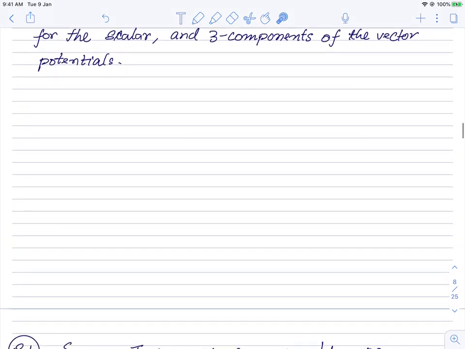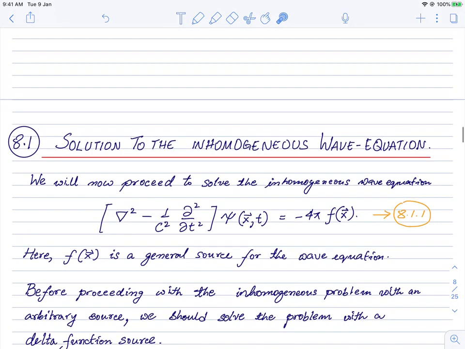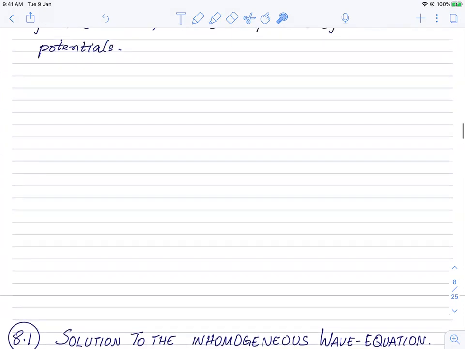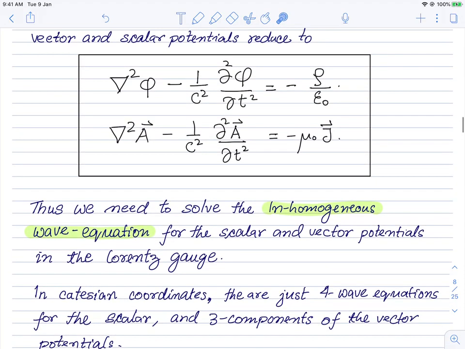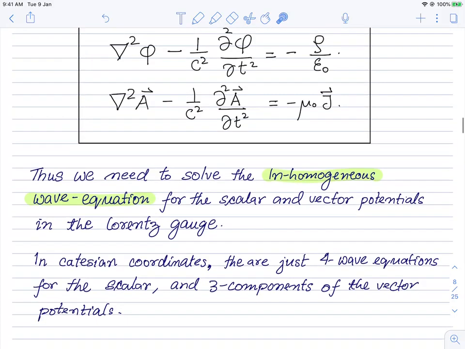Very good. So I have schematically written this. If you are in Euclidean space, working with Cartesian coordinates, then these are essentially four identical inhomogeneous wave equations. So if you know how to solve the inhomogeneous wave equation in flat space, then we would have solved the electrodynamics problem completely. So let's just try to do that.